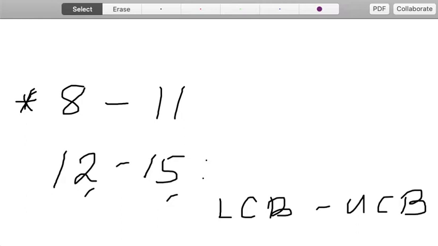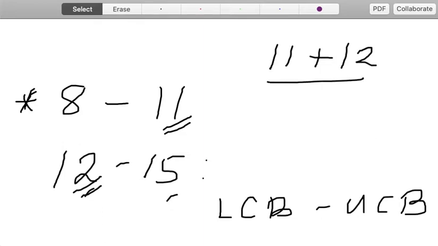So what we do is we get the value that is halfway between the upper class limit of the previous class interval, which in this case is 11, plus the lower class limit of the next class interval, in this case it is 12. Okay, so we will have 11 plus 12, and we divide it by 2, we will come up with 11.5. So meaning to say here, the lower class boundary of the first class interval, the 12 to 15, is 11.5.